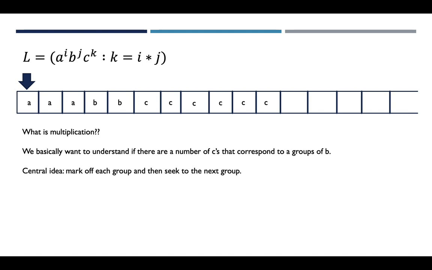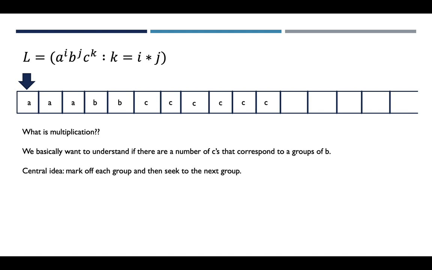So the idea then is going to be to mark off each of these groups, make sure that we have at least that number of C's, and then proceed through each of the groups, making sure that A, we don't terminate early, and B, after we are done matching all the groups, we don't have excess input on the tape.